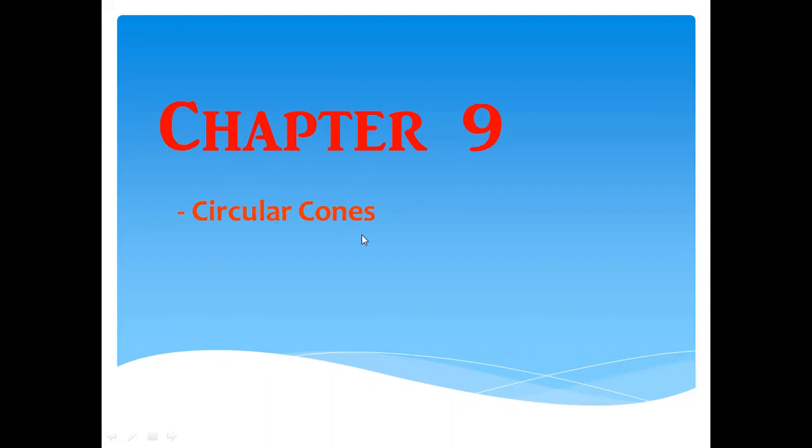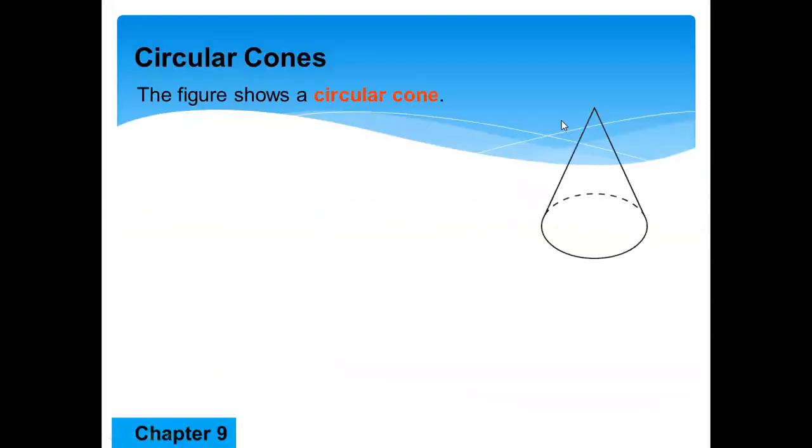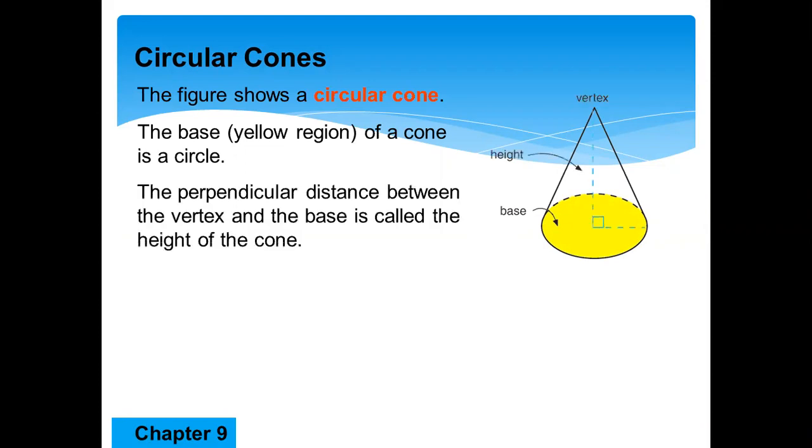Circular cones today. Let's start. Here shows you a circular cone. It has a base, which is a circle. From the vertex to the base, the perpendicular distance is called the height of the cone.